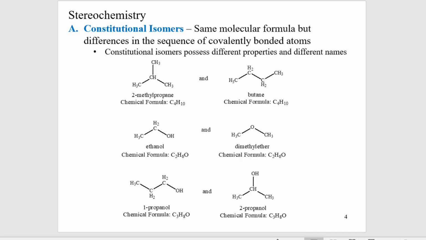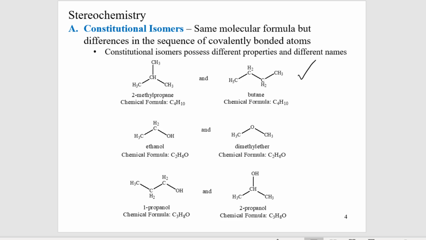First, let's just make sure we understand our constitutional isomers. These again are the same molecular formula, but different sequence, totally different connectivity. And I've already covered butane versus 2-methylpropane in the previous slide. And here are some more with some heteroatoms.